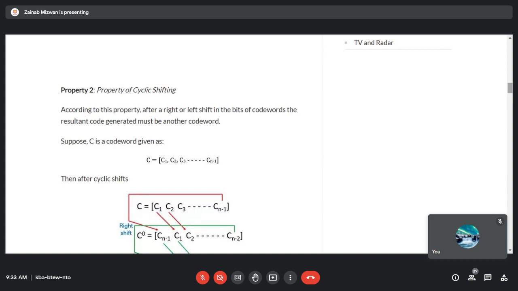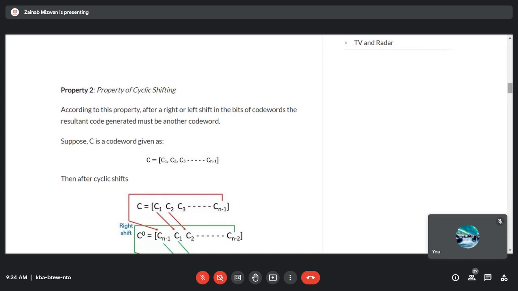Whether we are shifting in the left hand direction or the right hand direction will depend upon what type of encoder we are going to design. And cyclic means in a cycle it will be moving in a particular manner, either from left to right or from right to left. That is called the cyclic shift. So according to the property, after a right or left shift in the bits of a code word, the resultant code generated must be another code word.